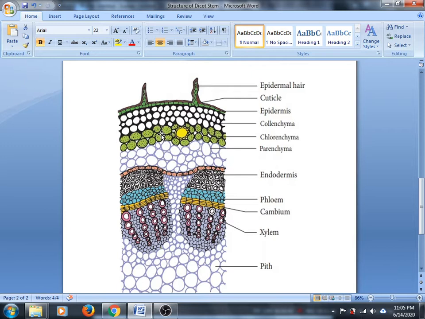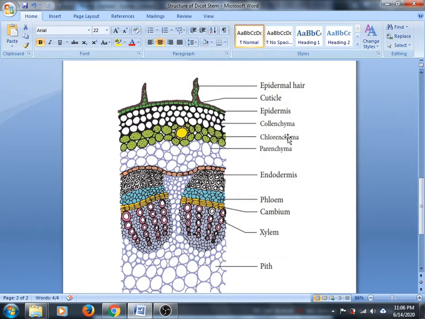The cortex is classified into three layers. The outer layer is collenchyma, the middle layer is chlorenchyma, and the inner layer is parenchyma. Collenchyma cells are living cells without intercellular space. They give mechanical strength to the plant. Chlorenchyma is present in 2 to 3 layers. There are chloroplasts present in the cells. They are also parenchyma cells, oval shaped and with intercellular space.